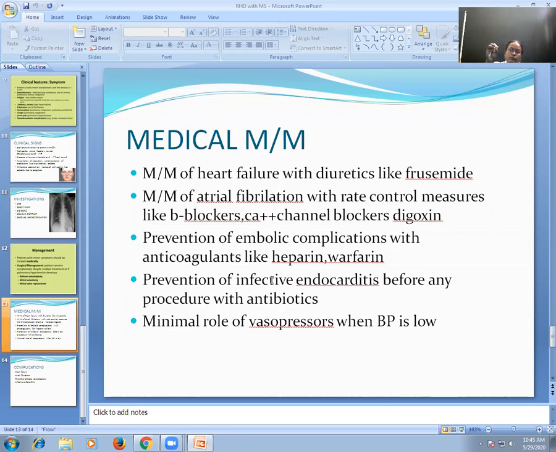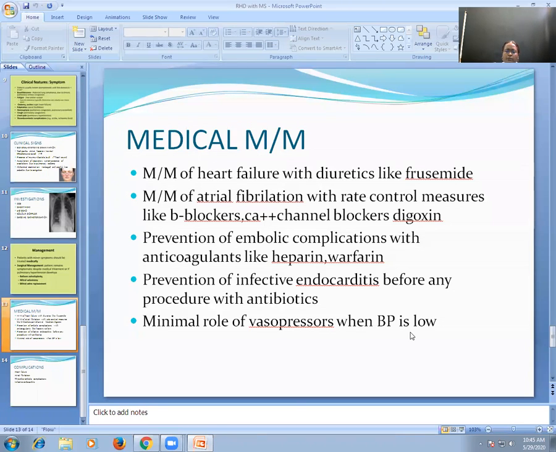The prevention of infective endocarditis is this: whenever you are doing any procedure or intervention which can lead to bacteremia or septicemia, so that bacteria can reach your heart, you have to give antibiotic prophylaxis before the procedure. So we give antibiotic cover before, during and after the procedure to prevent this complication. So your aim in medical management is diuretics, beta blocker, calcium channel blocker, digoxin, anticoagulant, and prevention of infective endocarditis.